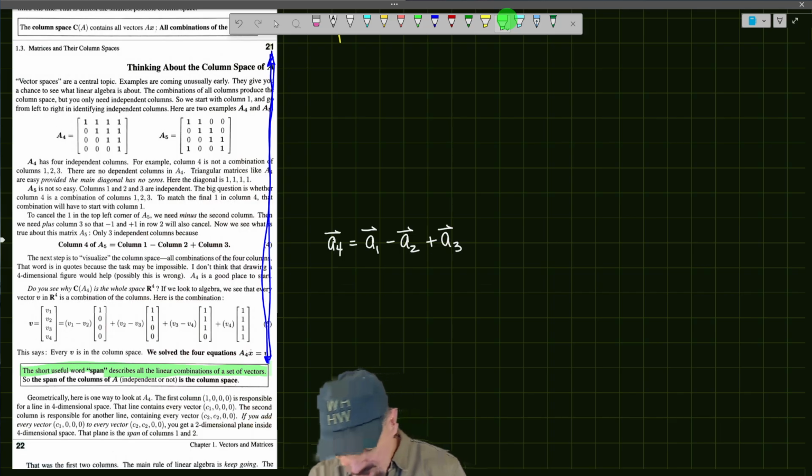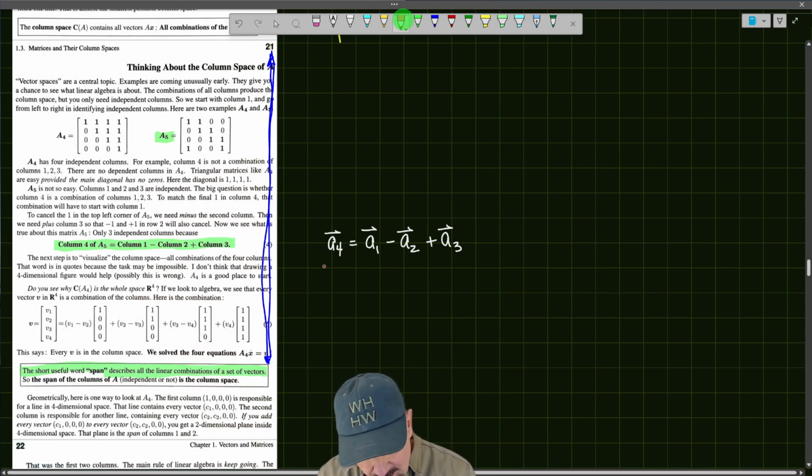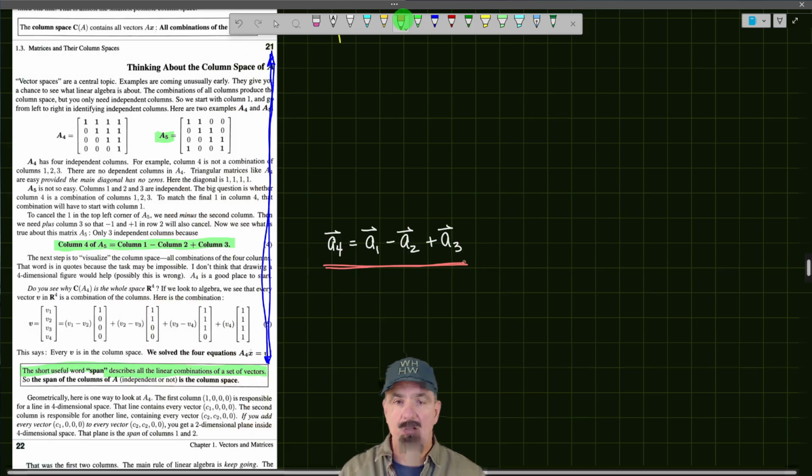He also provides for us an example here with the matrix A5, and he says, hey, the columns of A5 are linearly dependent. And he gives us this relationship. The relationship is the fourth column is equal to a linear combination of the other three columns.